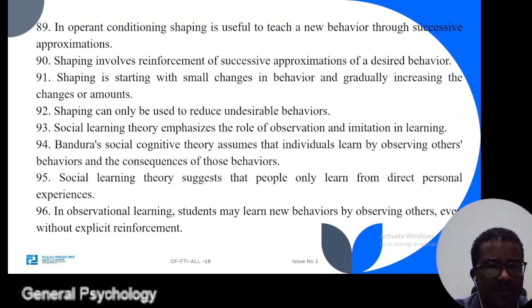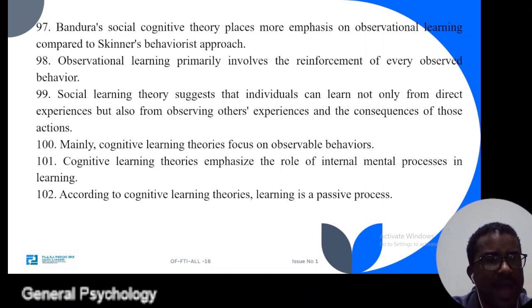Question number 95. Social learning theory suggests that people only learn from direct personal experiences. Question number 96. In observational learning, students may learn new behaviors by observing others even without explicit reinforcement. Question number 97. Bandura's social cognitive theory places more emphasis on observational learning compared to Skinner's behaviorist approach.